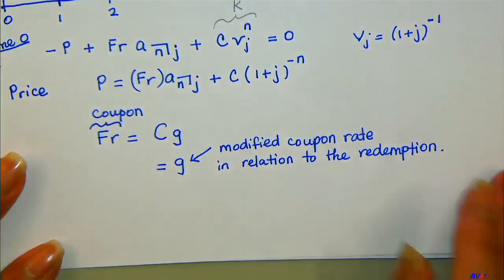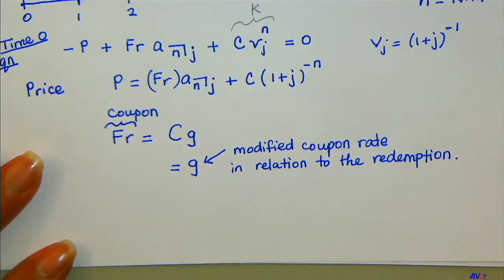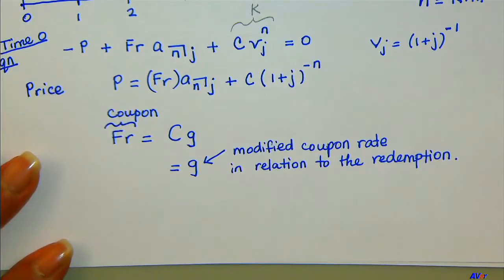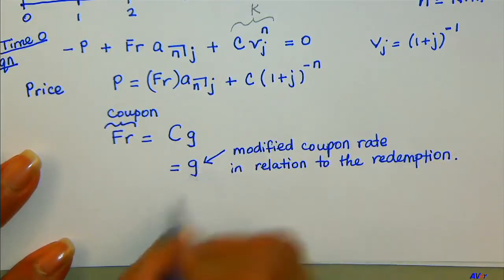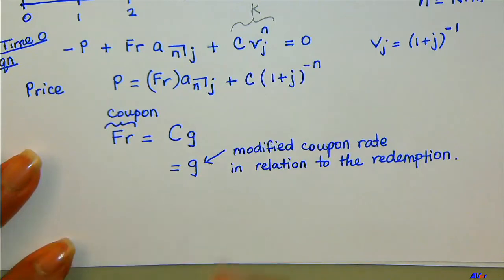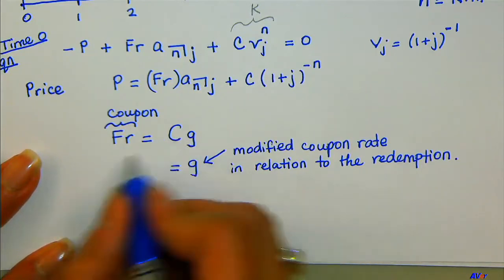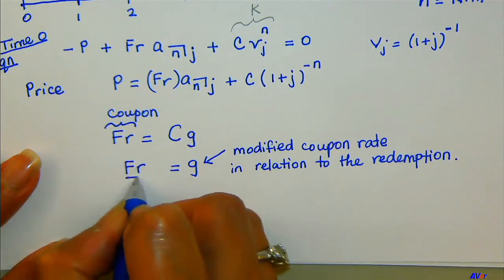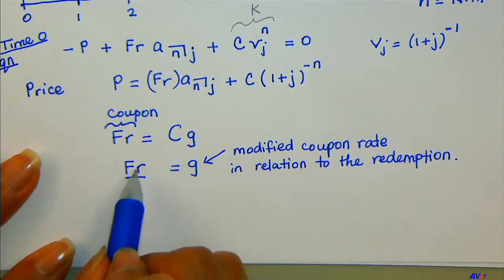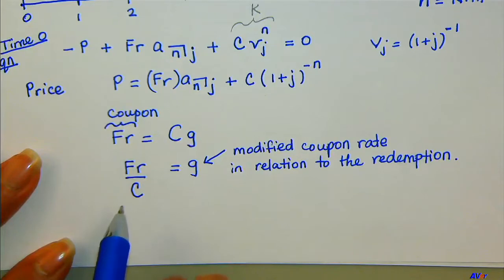After all, the person who is buying this bond, the investor, is interested in the redemption, right? I'm interested in how much you are going to pay me in level payments and how much you are going to pay me at the end. So I'm interested in a rate, g. Actually, I should not call it a yield rate, I should just call it a coupon rate, but in terms of C, the redemption, so this is Fr over C. How much are the coupons in relation to the final redemption? That's the question. And that's g. So Fr equals Cg.